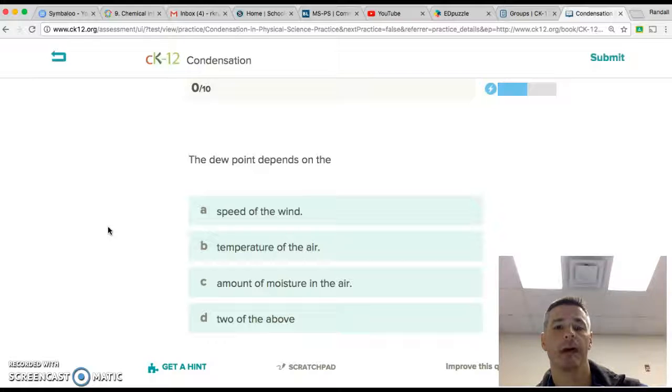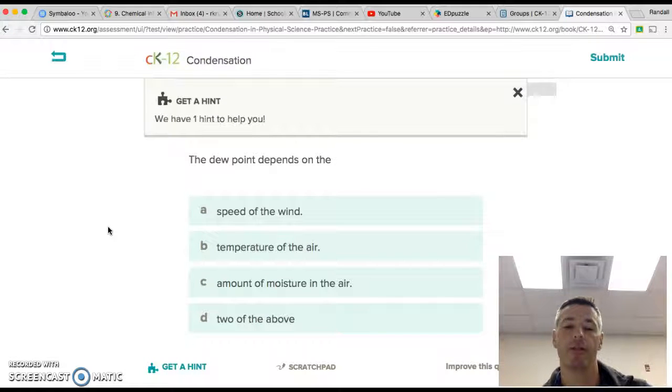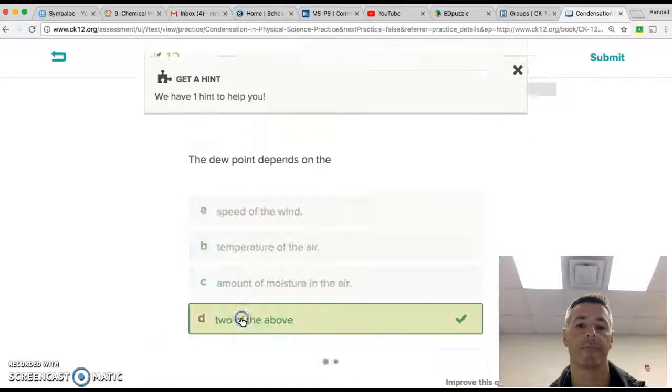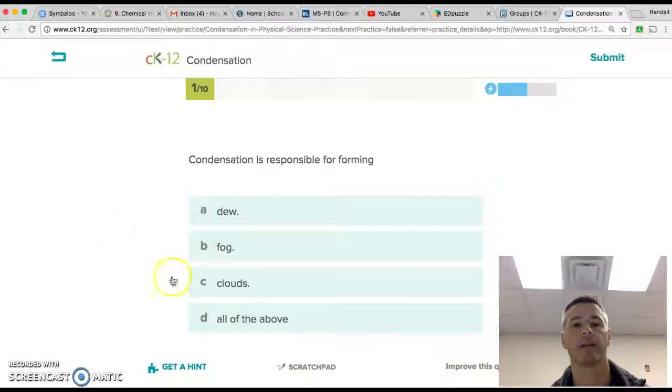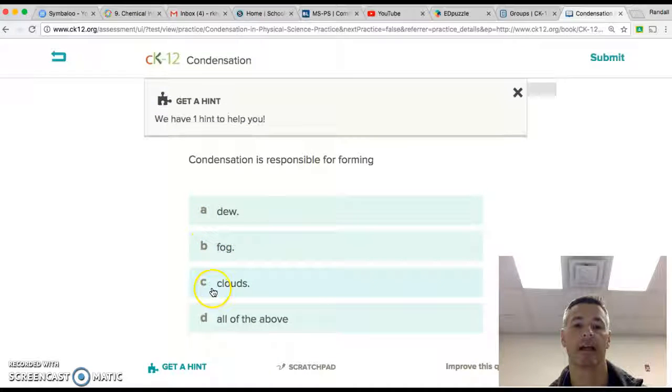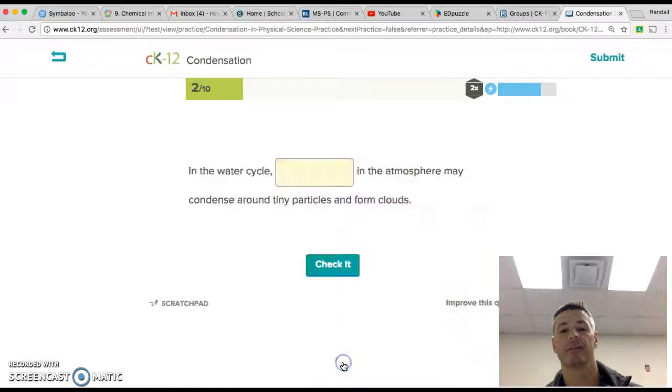The dew point depends on A, speed of the wind, B, temperature of the air, C, amount of moisture in the air, or D, two of the above. Well, certainly not speed of the wind, but the temperature of the air and the amount of moisture in the air have an effect on our dew point. Do another one. Condensation is responsible for forming dew, yes, like on the spider web or your grass, fog, yes, and clouds. So D, all of the above. That's as far as I'm going to go.